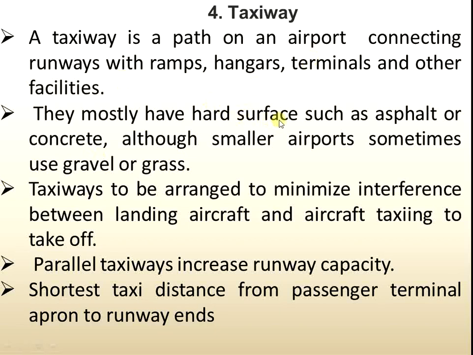They mostly have a hard surface such as asphalt or concrete, although smaller airports sometimes use gravel or grass. This taxiway has to be constructed with either asphalt or concrete material, and at smaller airports sometimes we have to use gravel or grass. The taxiway is arranged to minimize the interference between landing aircraft and aircraft taxiing to take off. That is, the taxiway is very helpful at the time of the landing or takeoff of another aircraft.